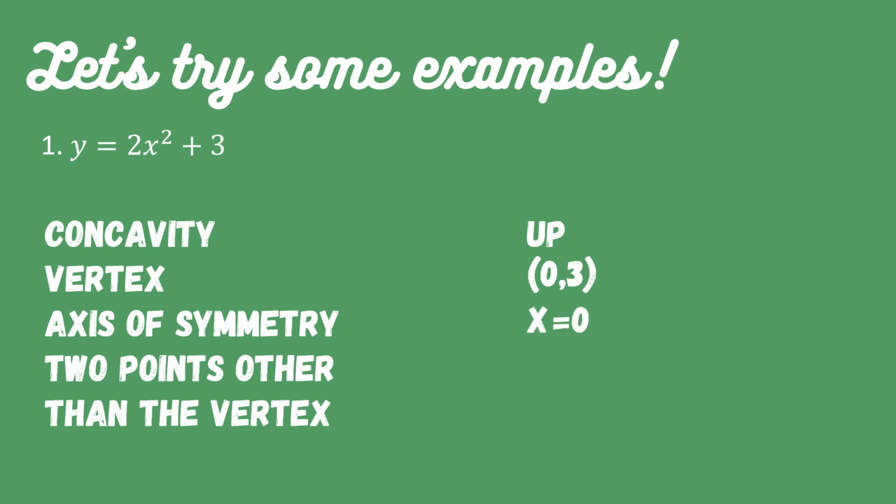Axis of symmetry is when x is equal to 0. So saan ang galing si x is equal to 0? Dito po yan. Sa vertex. Two points other than the vertex, so kayo na po ang bahala dito. This would be found in the table of values, which was also seen a while ago. So maglalagay lang po kayo ng numbers sa x para po makuha nyo ang y. Dito po ang ginamit ko is 1 and negative 1.